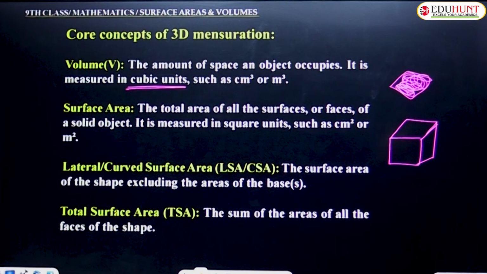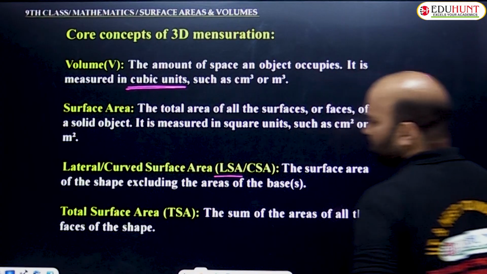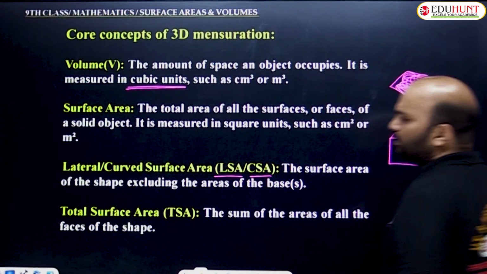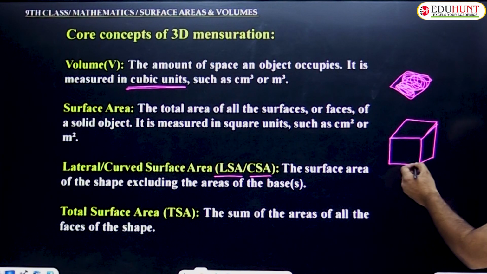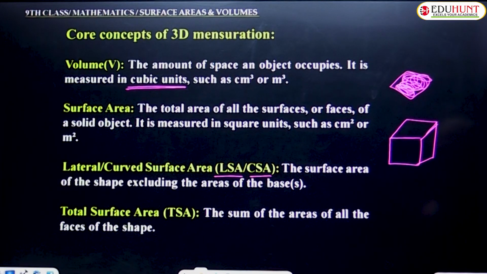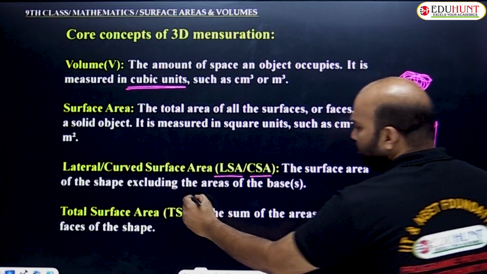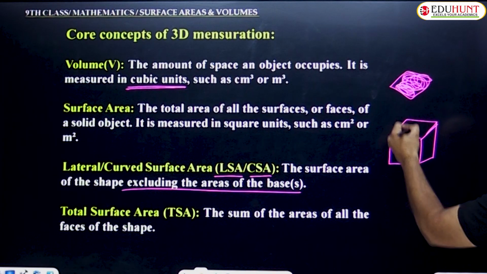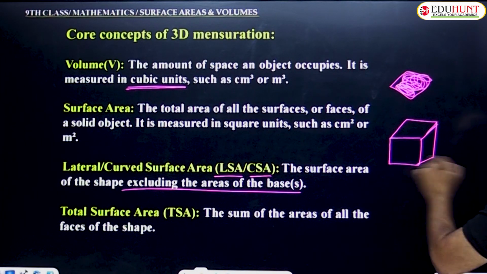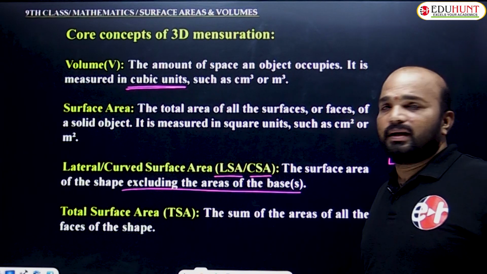Square units are nothing but centimeter into centimeter, square centimeters, or meter into meter, square meters. Am I clear? So next one, lateral or curved surface area. LSA stands for lateral surface area, or CSA, curved surface area. The surface area of the shape excluding the area of the base. Clearly we need to notice that lateral surface area is nothing but the surface area of the shape excluding the areas of the bases. Bases are nothing but the upper surface and lower surface. Excluding the upper and lower surfaces, the remaining four parts around are called lateral surface area or curved surface area.